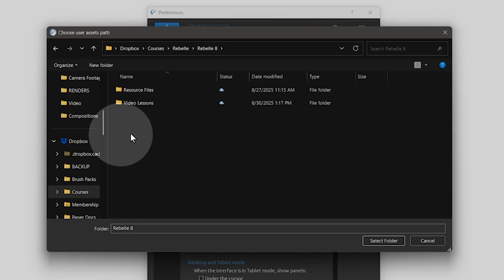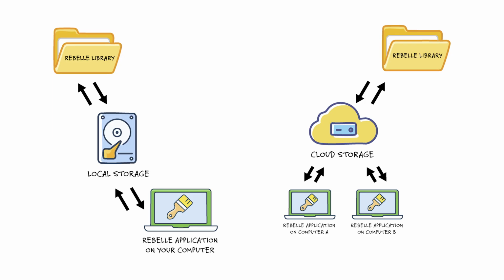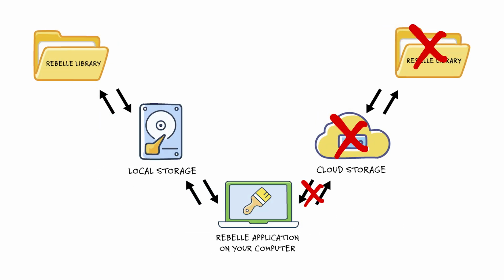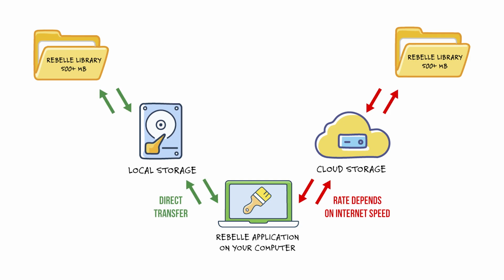Another option is to choose a location in cloud storage like Dropbox or iCloud. This will allow you to synchronize your Rebelle settings, brushes, and other content across multiple devices. While this can be convenient, there are some downsides. The first is that if you lose your internet connection, those files will not be accessible. And second, it takes significantly longer to copy files to and from online storage.